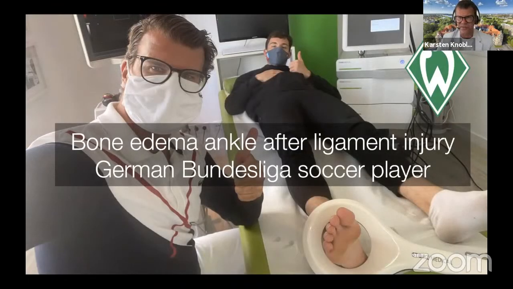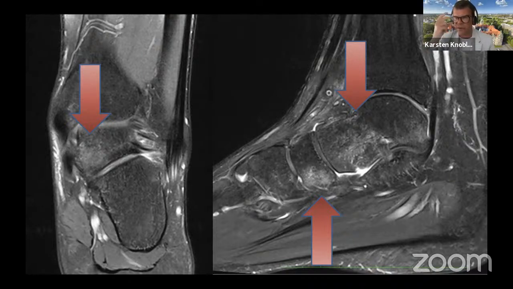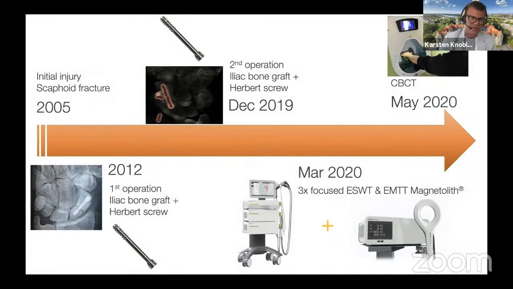Same holds true for this professional soccer player. He suffered an ankle ligament injury, and during return to play, he suffered a bone edema on his talus. So we did the very same, combining focused shockwave, high energetic in that case because it's a bone indication, plus EMTT to further enhance return to play time in this gentleman.